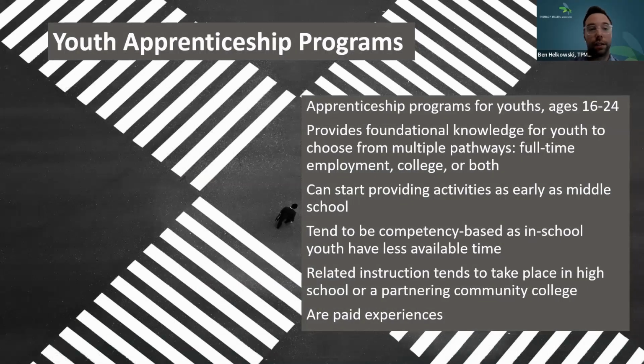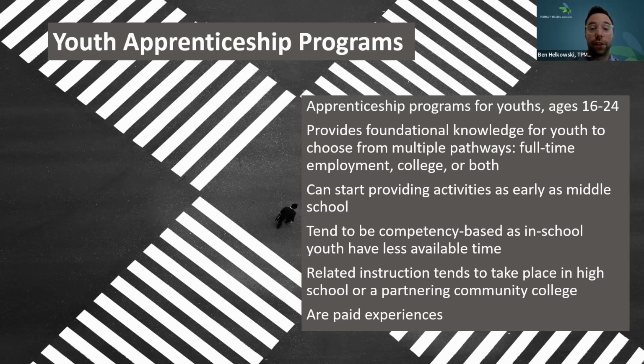So now looking at youth apprenticeship programs. So apprenticeship programs are for youths ages 16 to 24. You may be thinking that 24 is a little bit old to be a youth, but one nuanced bit about the workforce system is that generally speaking, for reporting purposes, youths are defined as individuals aged 16 to 24. Youth apprenticeship programs provide foundational knowledge for youths to choose from multiple pathways, including full-time employment, college, or a combination of the two.